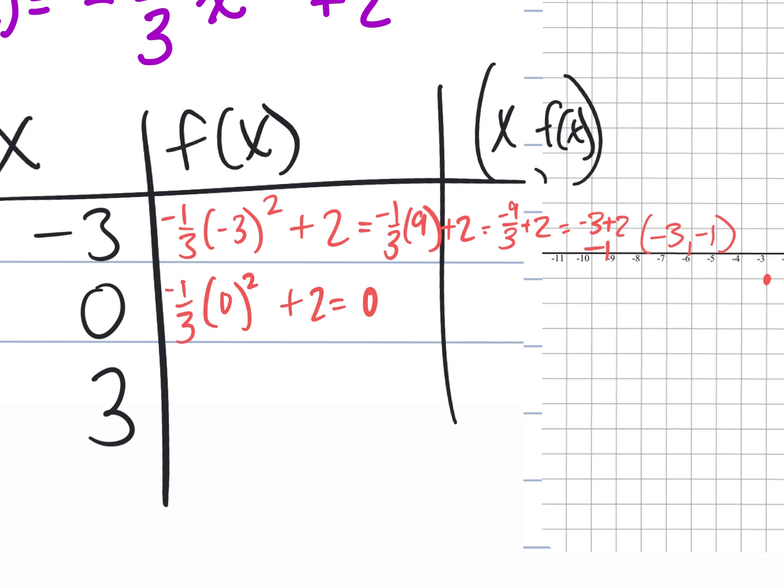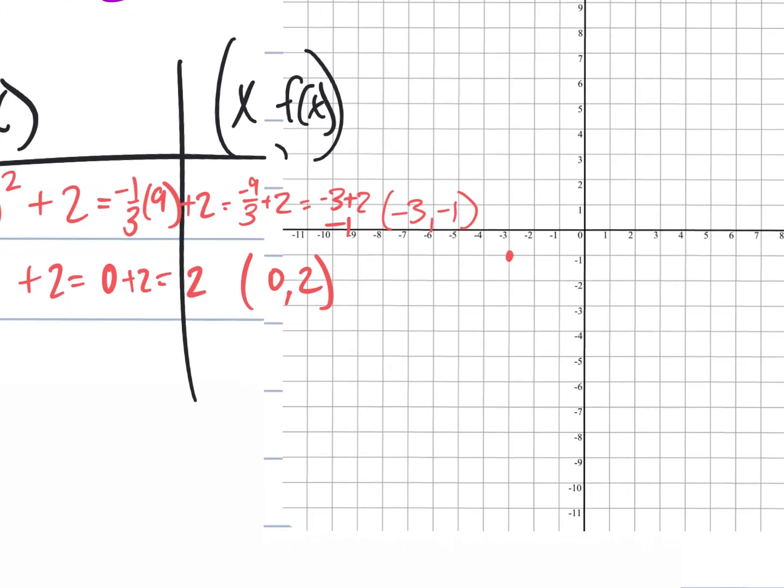0 squared. Yeah, 0 squared. What's 0 squared? That's for the whole class. What's 0 squared? 0 times 0 is 1? Wait, what's 0 times 0? 0. What's 0 times anything? 0. So 0 squared is 0, and then 0 times 1/3 is still 0. So we have 0 plus 2. What's 0 plus 2? 2. So my next point is at 0, comma 2.